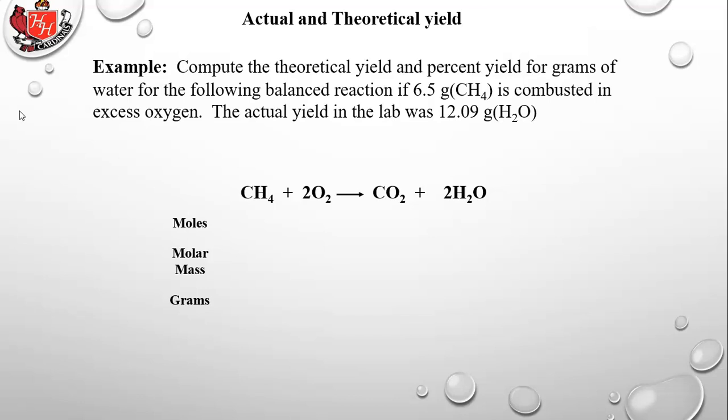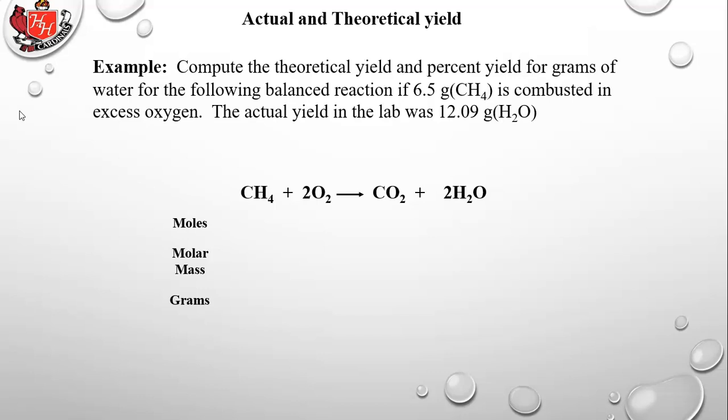6.5 grams of CH4 is combusted in excess oxygen. That phrase, in excess oxygen, means that oxygen is the excess reactant, meaning you're not going to run out of oxygen before you burn up your 6.5 grams of CH4. The CH4 will completely be burned up before you use up your oxygen. So that phrase, in excess oxygen, simply means oxygen is not going to be the limiting reactant.